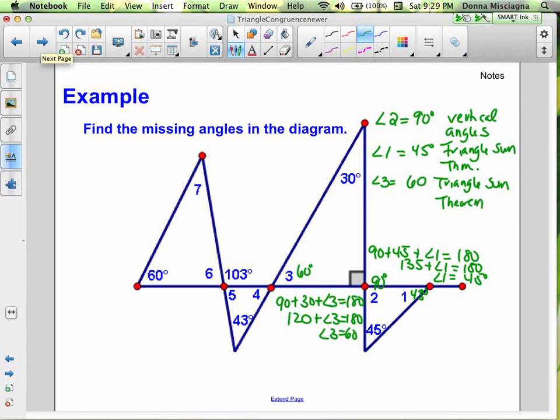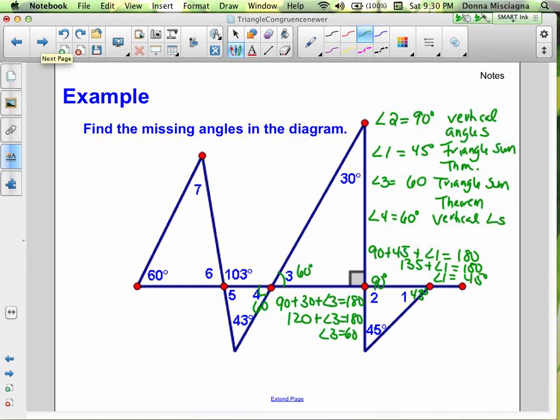Well, if we know angle 3, we know angle 4, right? That's got to be 60 degrees as well, because those are vertical angles. I'm going to abbreviate angles there.